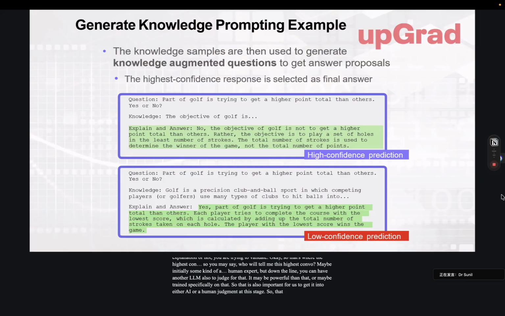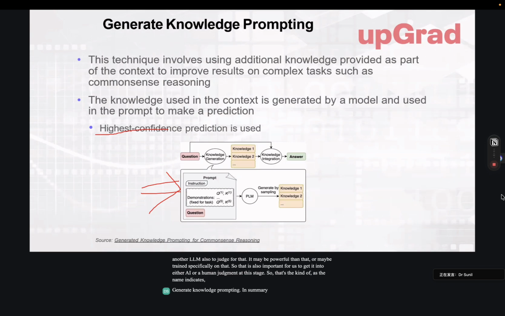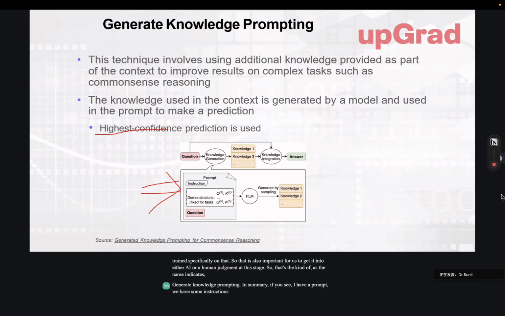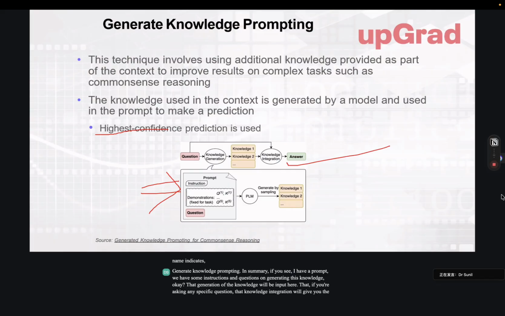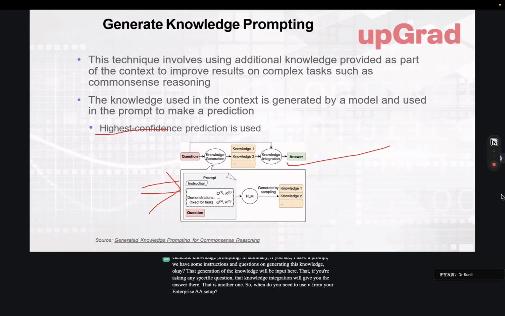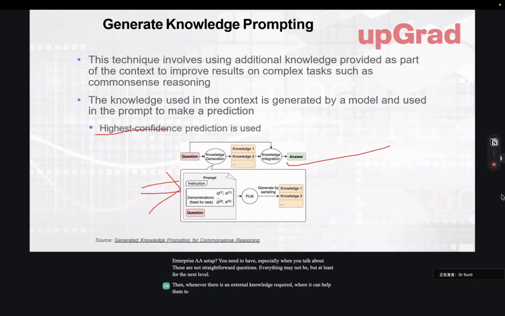So that's, as the name indicates, generate knowledge prompting. In summary, I have a prompt, we have some instructions and questions, and we generate this knowledge. That generated knowledge will be input here. If you are asking any specific question, that knowledge integration will give you the answer. When you need to use it from your enterprise AI setup, especially when these are not straightforward questions, everything may not need it, but at least for the next level, whenever external knowledge is required that can add some value to reasoning, that's where these things come in.